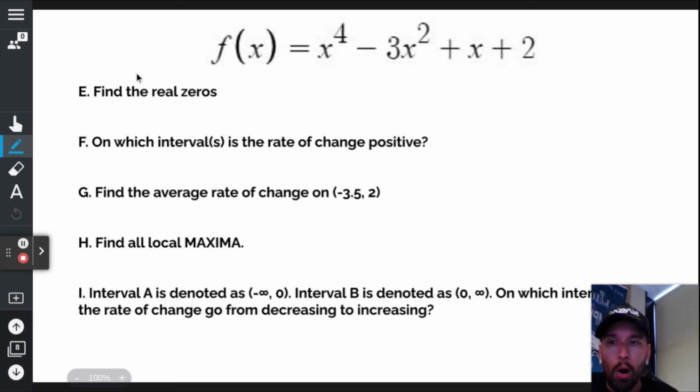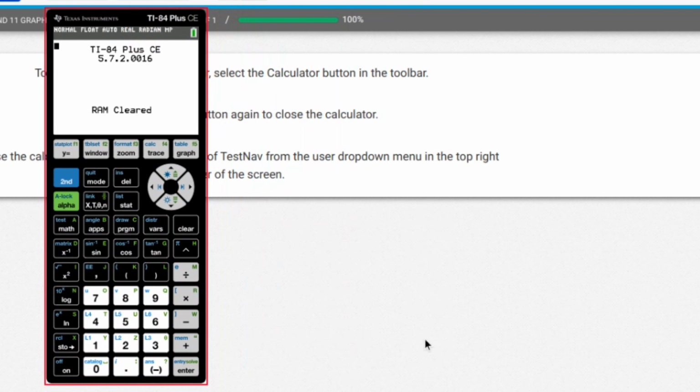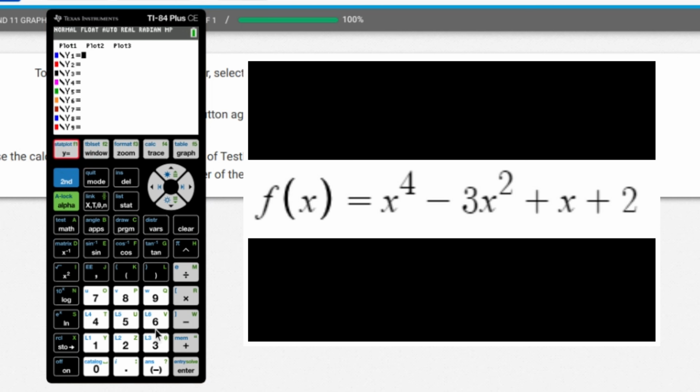Okay, so part number 1, I'm going to use my calculator to find the real zeros. I'm not going to split the screen, I'm just going to cut away and come right back. And now it is calculator time. We're going to take f of x and hit y equals to graph f of x, which is x to the 4th minus 3x squared plus x plus 2. We need to find the real zeros, so let's graph that.